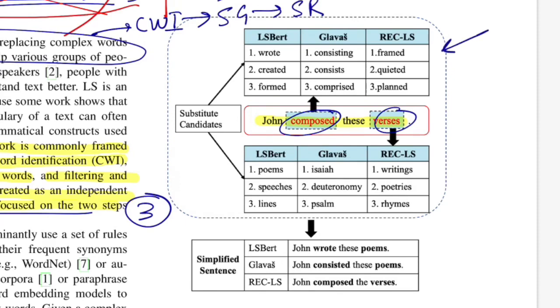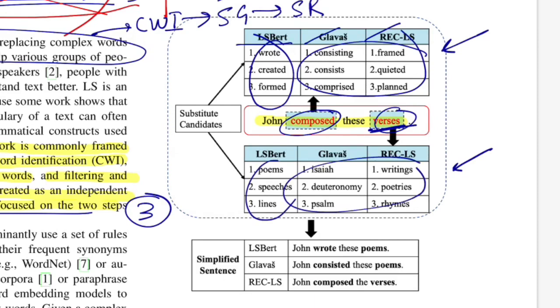So the above table represents 3 models, the LSBert what the authors have proposed, and these 2 were the existing state-of-the-art models. For the word composed, the LSBert was able to generate these 3 words which were wrote, created and formed. Whereas if you compare it with the remaining two models and what they have produced, the generations don't seem to be simple and coherent. And similarly, in the below table, the example is for the word verses. The LSBert generates three words, which is poems, speeches, and lines, and these are from the other two models.